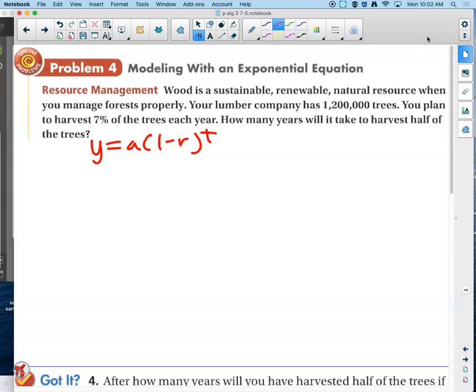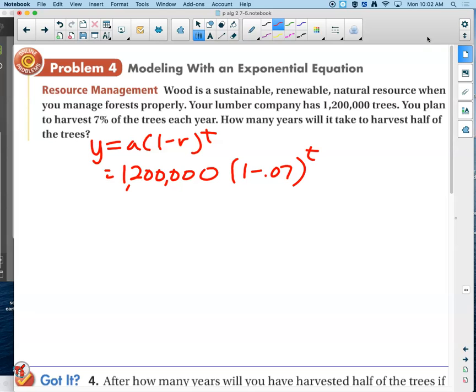And A, again, is the initial amount, which unfortunately for us is 1,200,000 trees. Make sure I get all my zeros in there. All right, we got it. And you're going to harvest 7%. So we don't put in 7, we put in 1 minus 0.07.